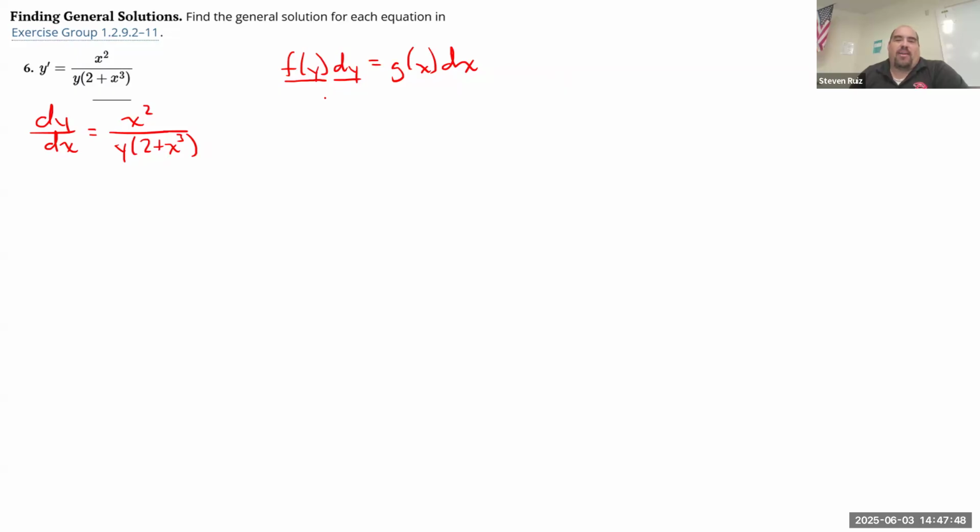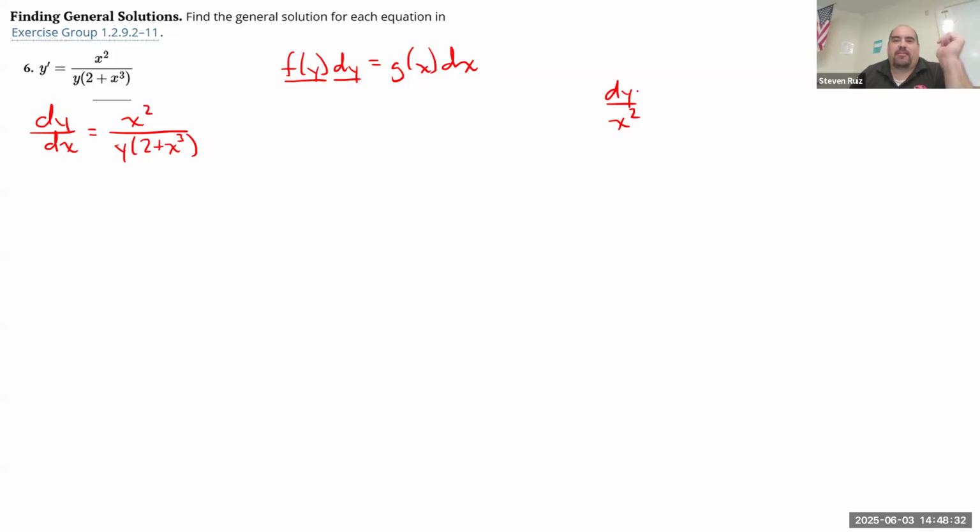So why do I bring that up? To further remind you that I need to be multiplying by dy and dx. So I point that out for two reasons. I need to have my variables agree. So for example, I can't do dy over x squared. I definitely could divide x squared on both sides. That's absolutely legal. But in this case, it wouldn't help me integrate.